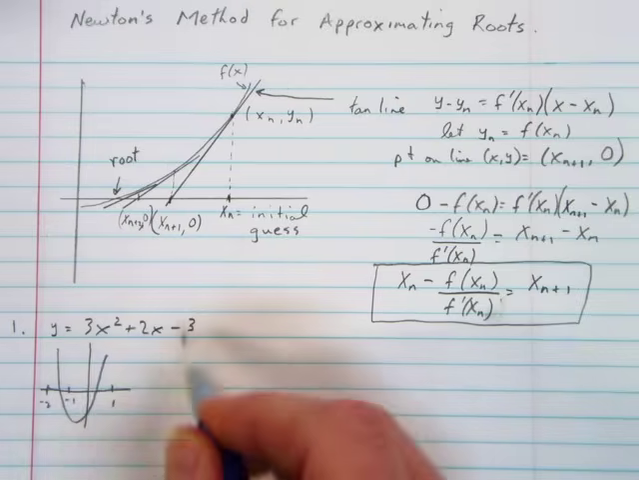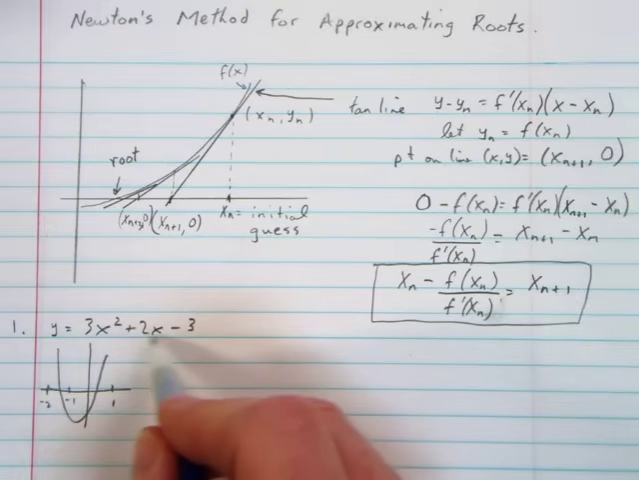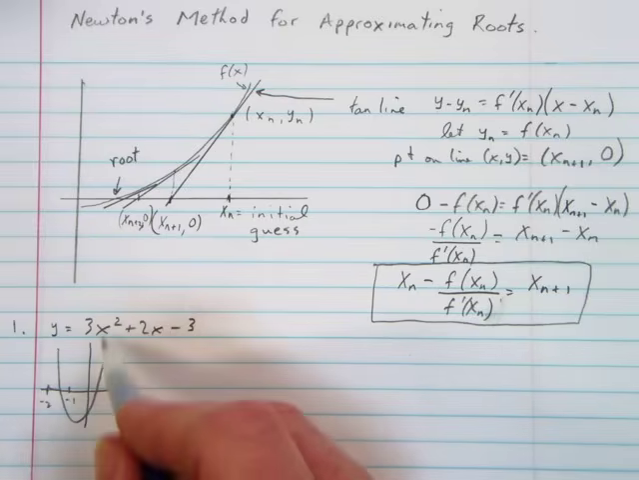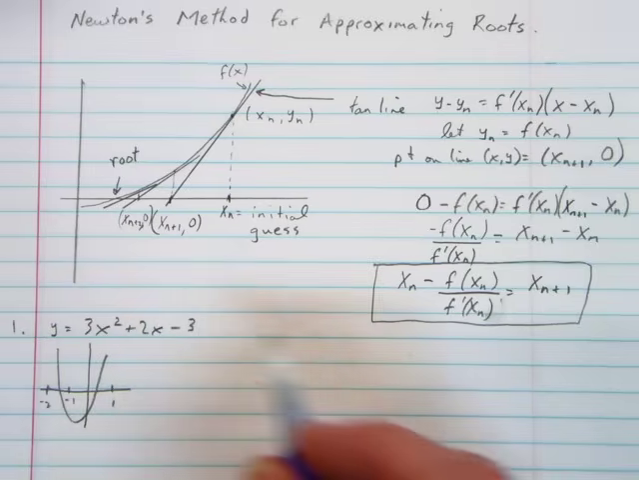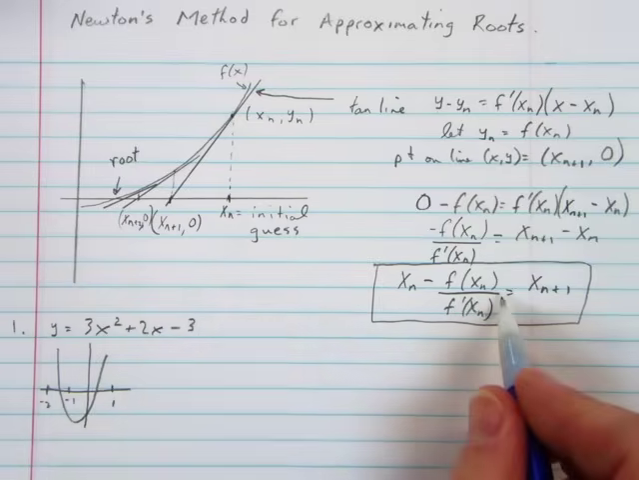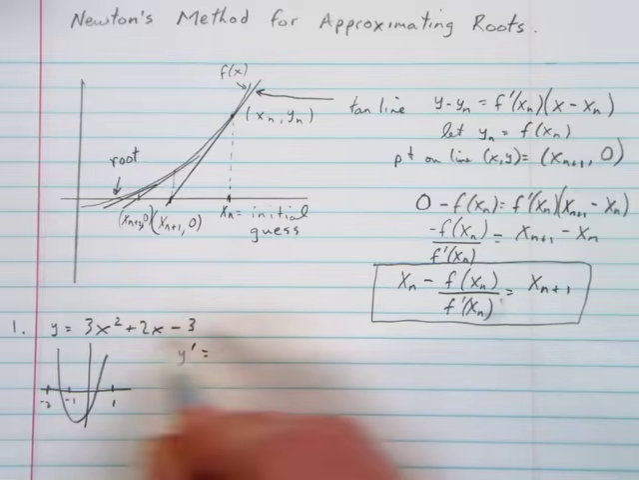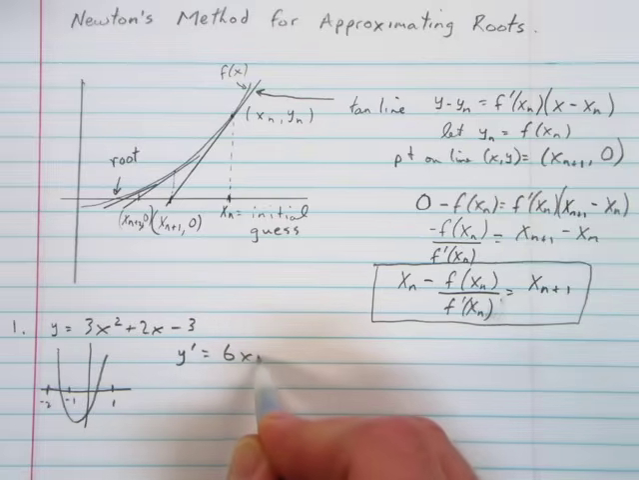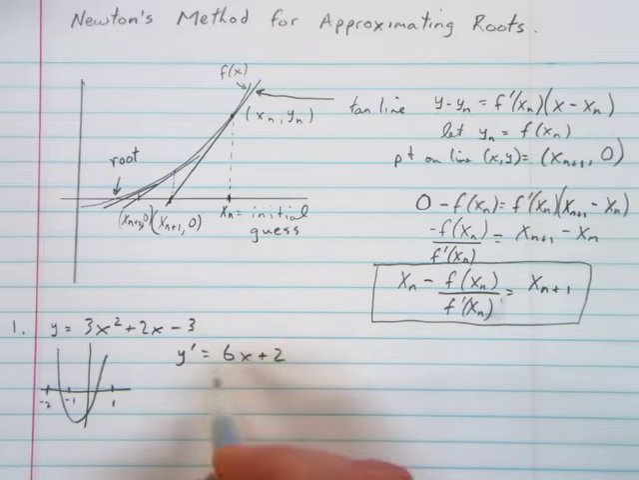All I'm doing is plugging in some numbers to get a feel for it, because if I plugged in 1, that would be a 2 up here. Plugged in -1, that would be -4. And what are we going to need now? We're going to need the derivative. Y prime will be 6x plus 2. Let's find the positive root.